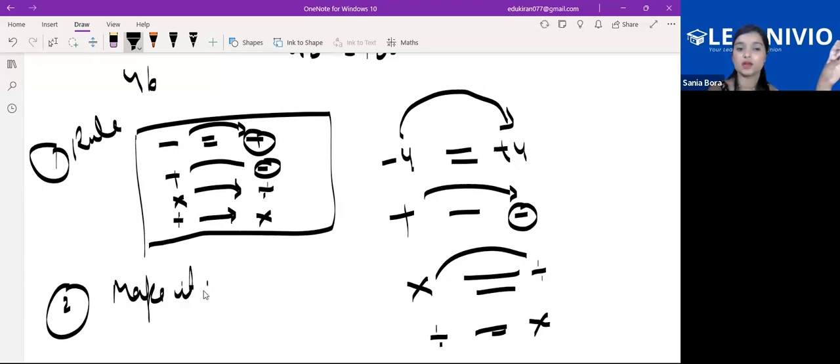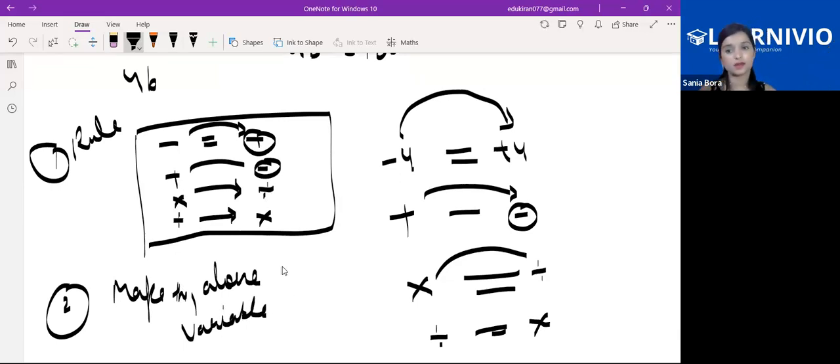Now, the second rule is make it alone. Don't write make it alone. Instead, write make the variable alone. Now you have to find the value of a particular variable. It can be X, Y, Z, A, B, C, D, any variable. If you have to find its value, you have to make it alone.